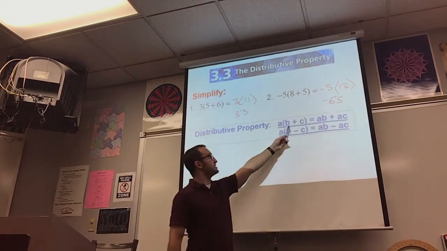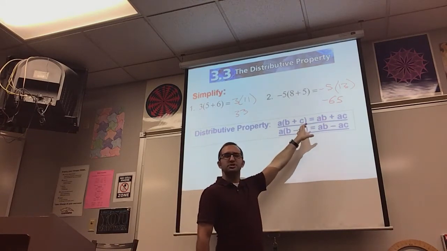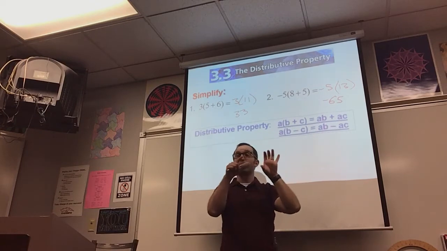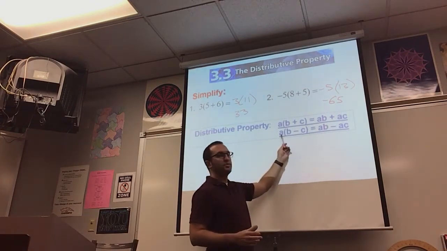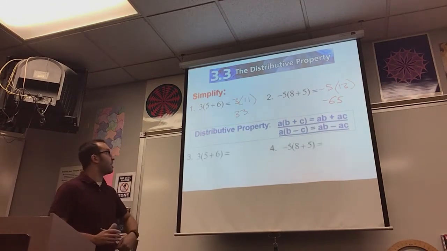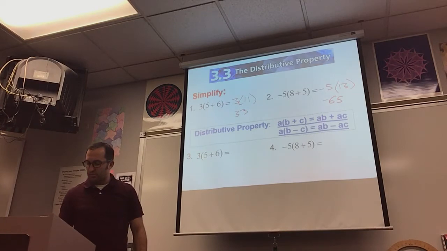And it works with both a positive and a negative. We're going to do a sort of hybrid version of these two at the same time. We're actually going to make it so that it's AB plus or minus AC. It will all depend on what the sign of A is. So now I want us to apply that distributive property to those exact same problems. I want us to rewrite these using the distributive property.